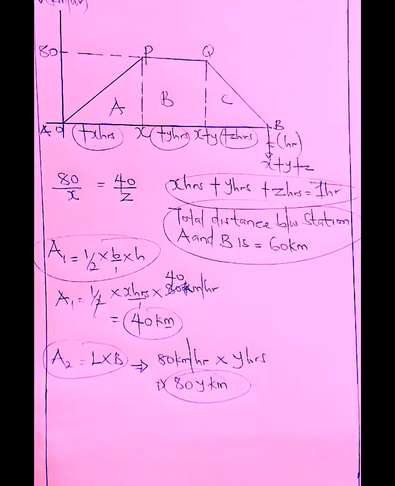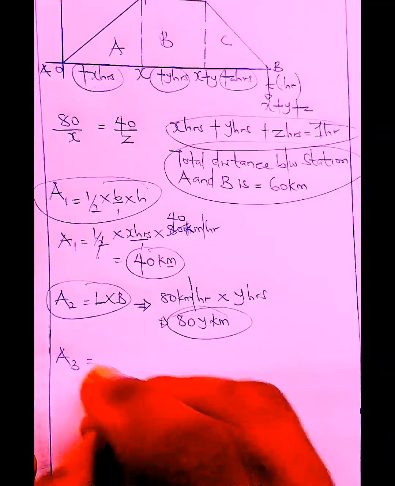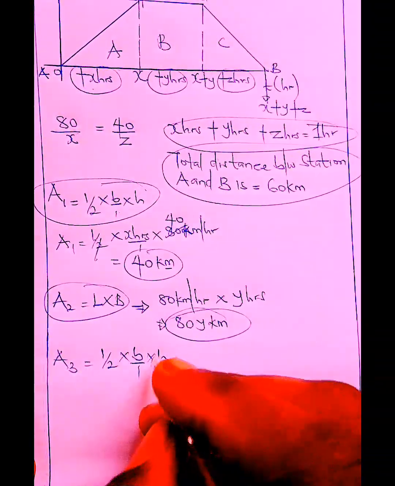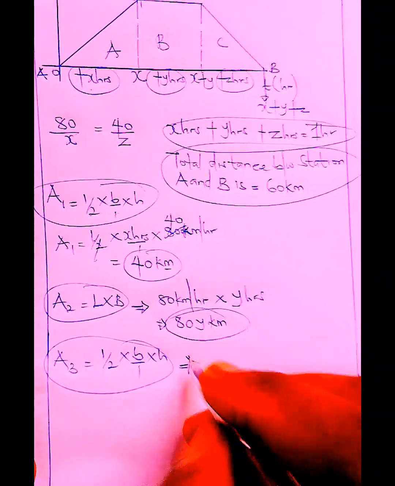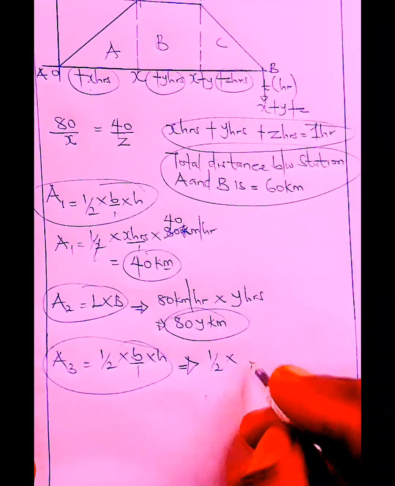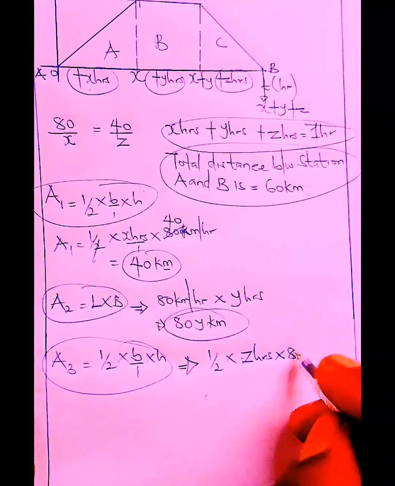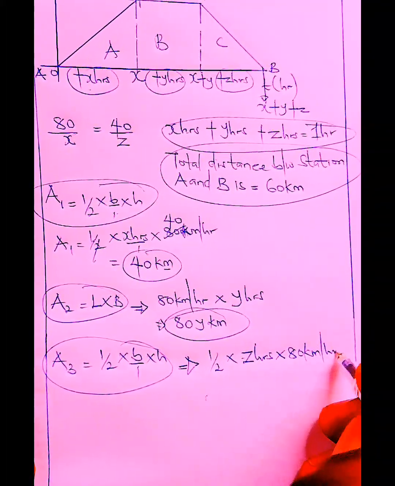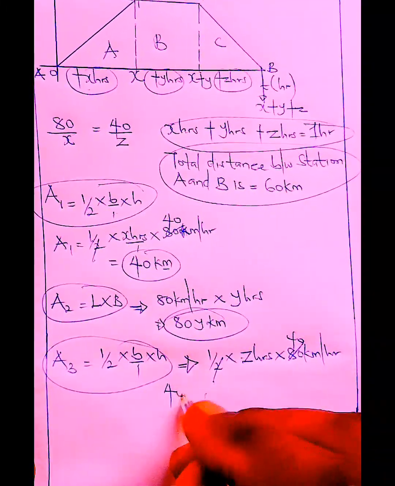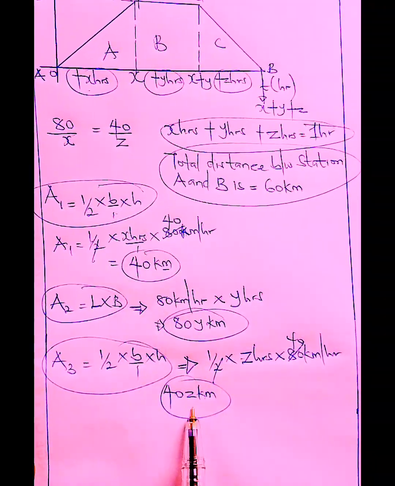Next, we're going to get area 3. Area 3 is 1 over 2 times the base times the height. That's what we have for area 3 also. The base for area 3 is z hours. Then the height remains 80 kilometer per hour. That's the max height, nothing changes that. So we have 40z kilometer.